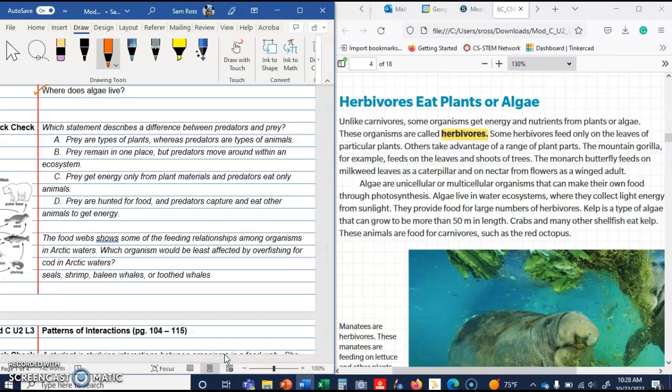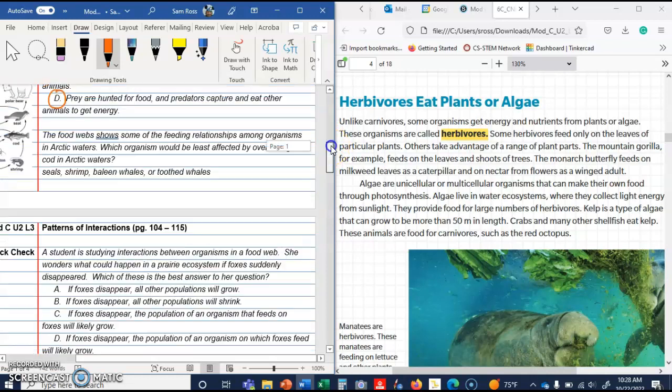It says, which statement describes the difference between predators and prey? Prey are types of plants. Not really. Prey remain in one place. Probably not. Prey get energy from only plant material. Nope. Prey are hunted for food and predators capture and eat other animals to get energy. That is the answer right there. Okay, our next quick check.